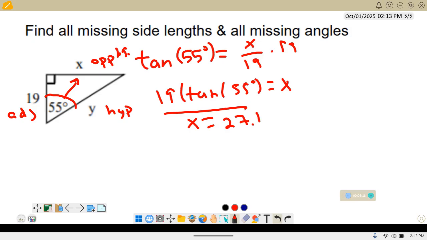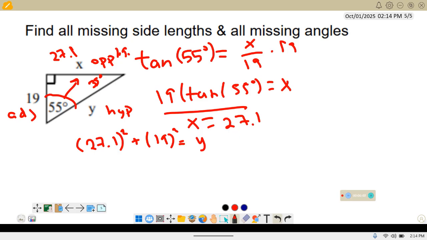All right, so now I have this. And again, to find my missing angle, I'm just going to use the triangle sum that says the 3 interior angles of the triangle have to add to 180 degrees. That makes my missing angle 35 degrees. And then to find my hypotenuse, it's just a squared plus b squared equals c squared. So 27.1 squared plus 19 squared equals the hypotenuse squared. In this case, that's y.